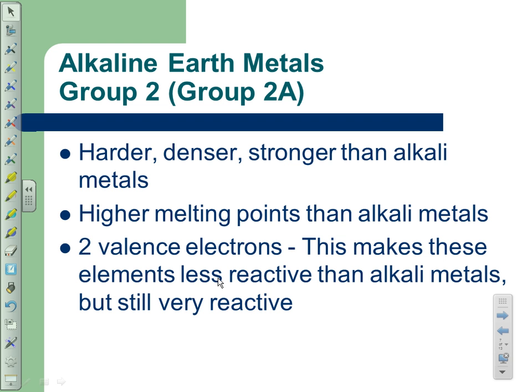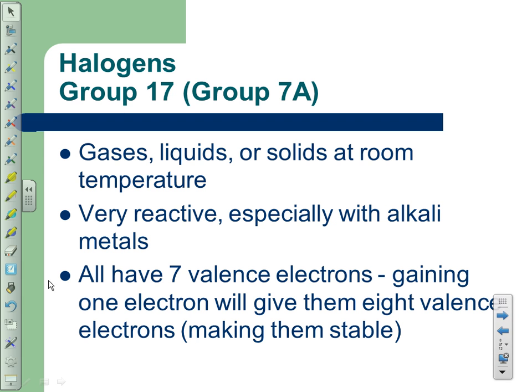All right, so that's alkaline earth metals. Good there? All right, we're going to make a big jump next, and we're going to go to group 17, which we refer to as the halogens.